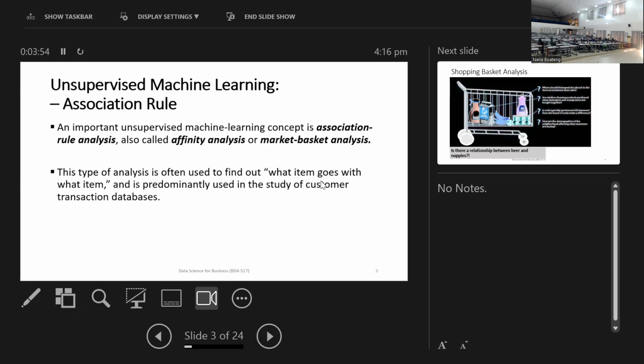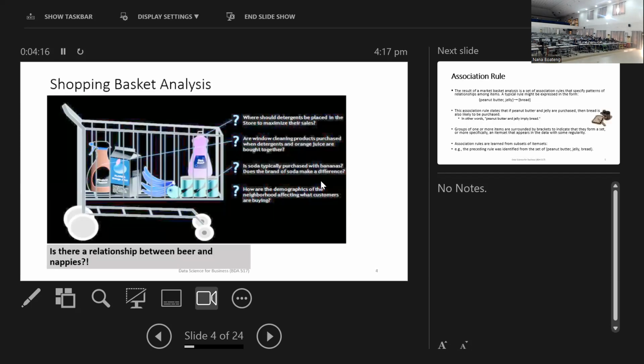So this association group is also for affinity or market basket analysis. It is based on what you have in your database. It will go into your database and find out how your items are related. A typical database will tell you where you should place items to maximize your sales. So if detergents are bought with some other stuff, where do you place them? This will give you an idea.